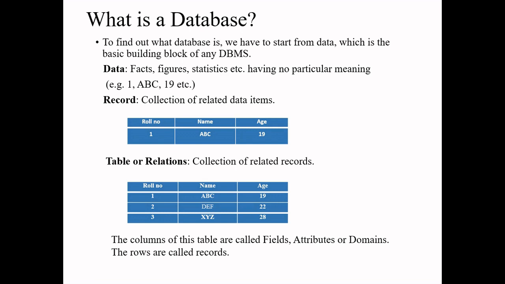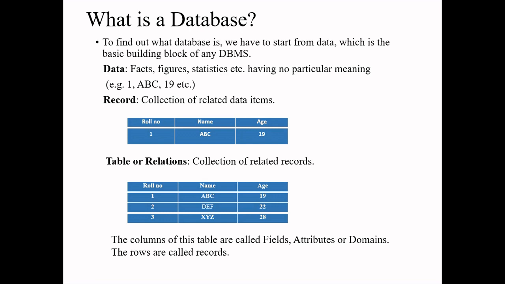Second is record. Record is a collection of related data items. So here we have roll number, name and age as the columns of the table, and 1, ABC, 19 are the collection of data which is known as the record. Individually 1 is the data, ABC is the data and 19 is the data. Now collectively it is known as a record. So 1, ABC, 19 is our first record.